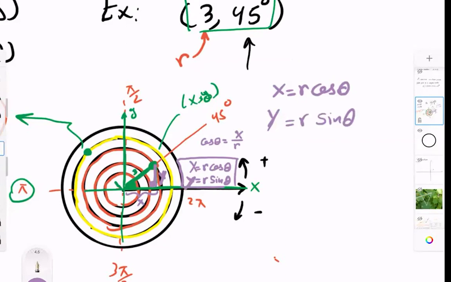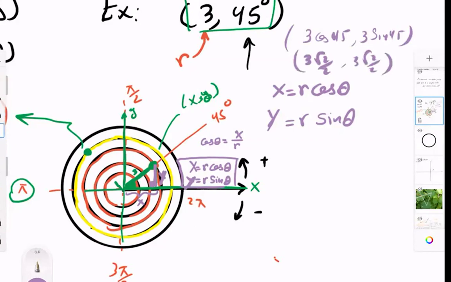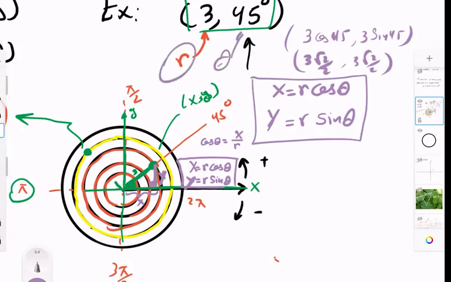So we have 3 cosine of 45 degrees, comma, 3 sine of 45 degrees, which is 3 radical 2 over 2 and 3 radical 2 over 2. So this will be the point in rectangular form. It's a very easy formula to have in your note sheet for the final exam. I give you a polar coordinate, which has r and theta, you plug in r and theta, and you will get it in rectangular.